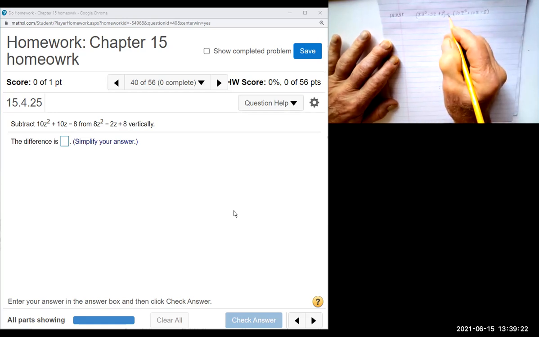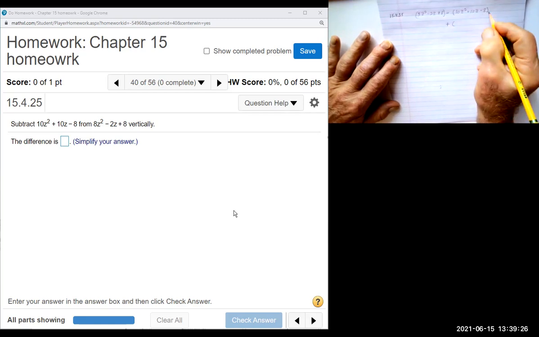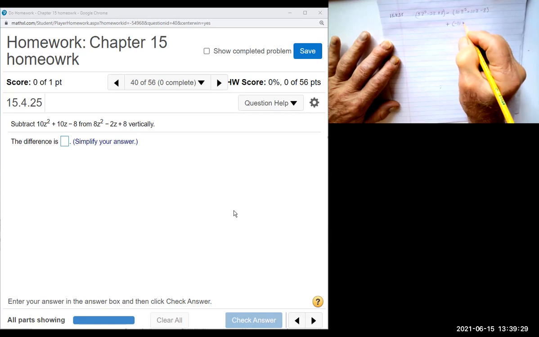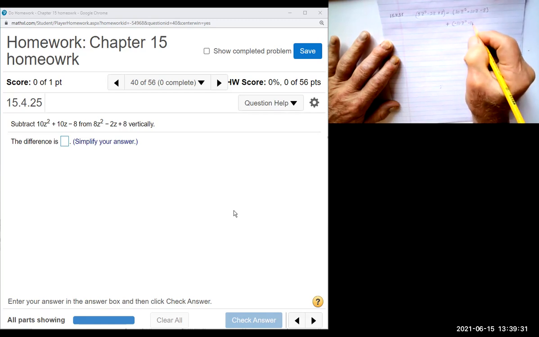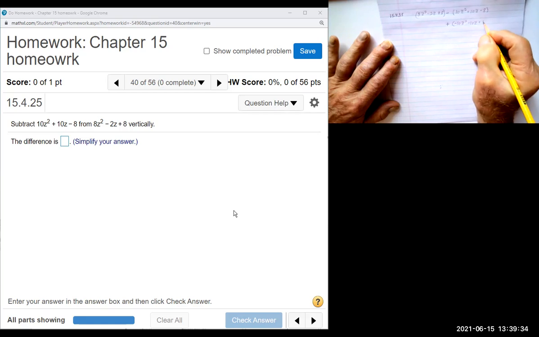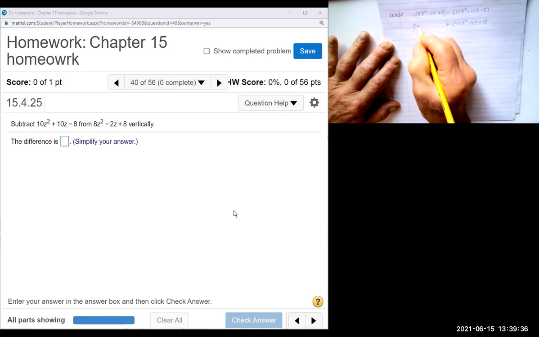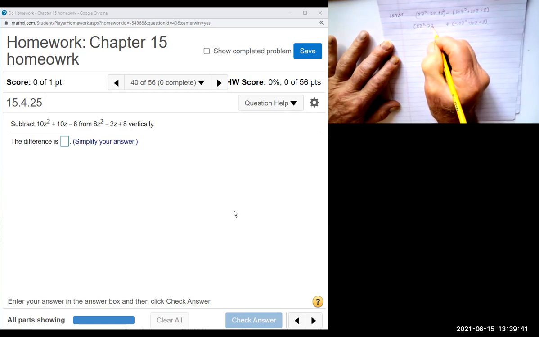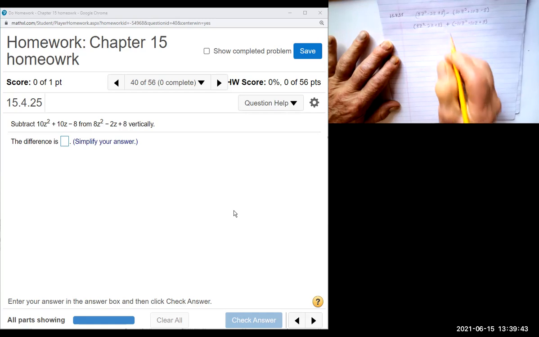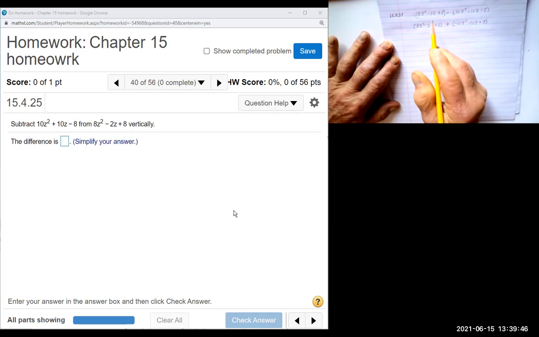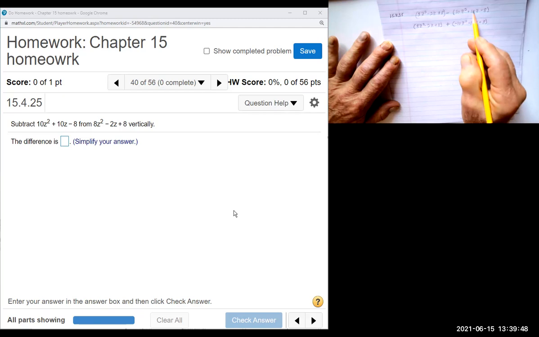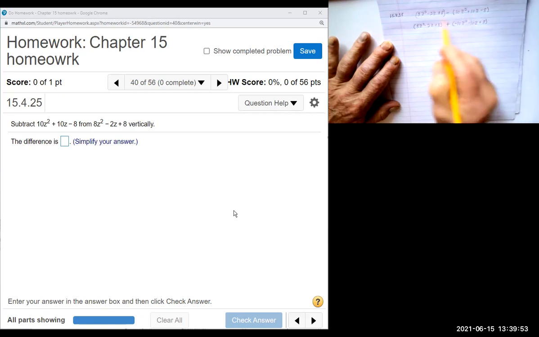Now subtraction needs to be rewritten as add the opposite. So taking the opposite of each of the terms, I have negative 10z squared, negative 10z, and a plus 8. I'll put back the first polynomial, 8z squared minus 2z plus 8. So we want to subtract the first polynomial from the second one, in the proper order.